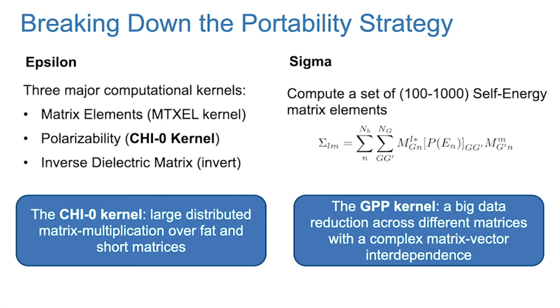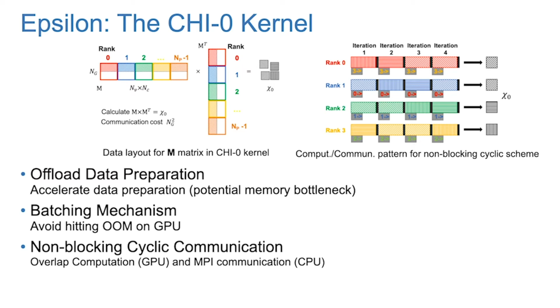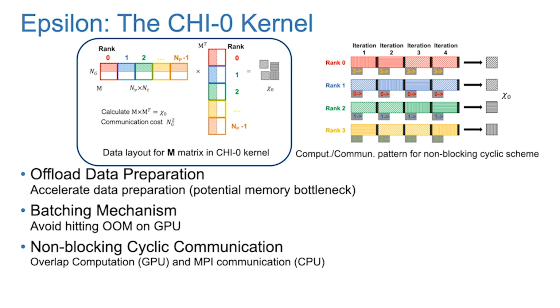In the following, I'm going to give you a little bit more detail about the GPU acceleration and parallel implementation of the chi0 kernel and the GPP kernel. So for chi0, which is implemented as this large distributed matrix-matrix multiplication, in a parallel run, the data layout is given here. And the matrix is distributed over MPI tasks by distributing the columns.